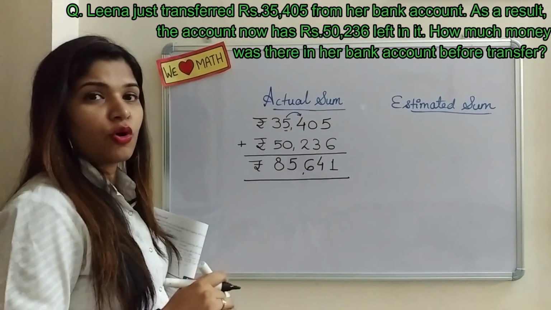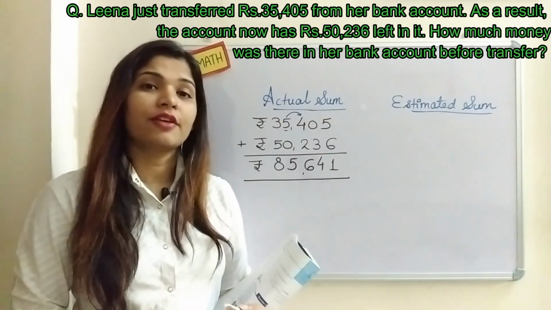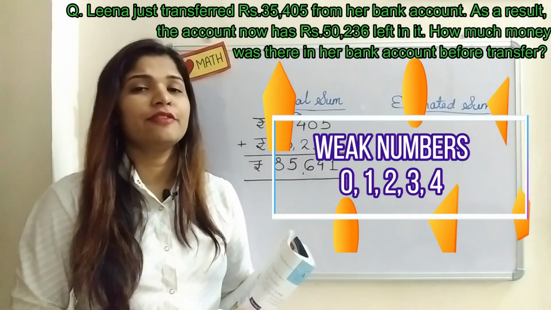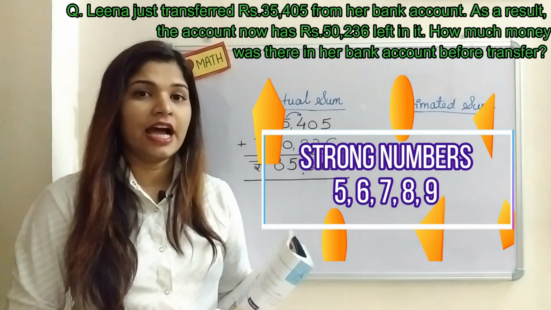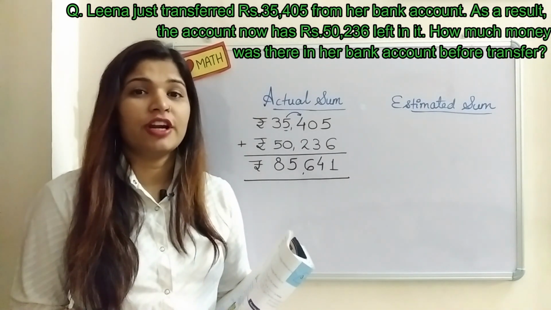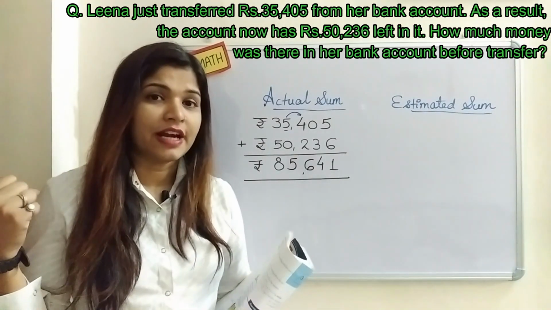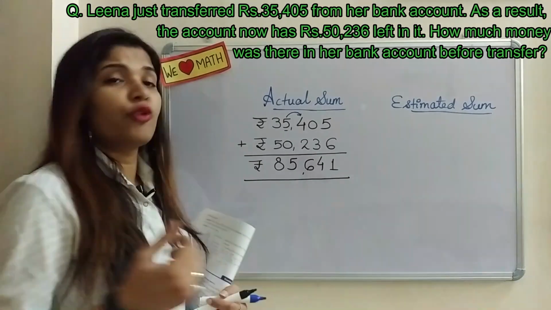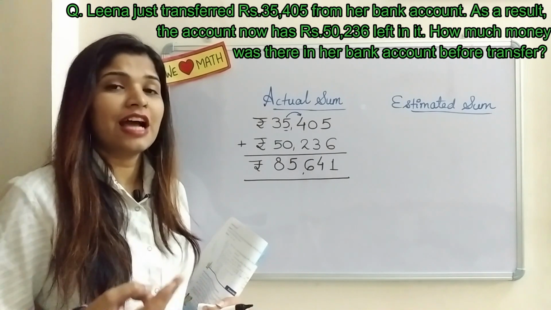And this 4 belongs to weak number category or strong number category. So let us revise quickly what the weak numbers are. Weak numbers are 0, 1, 2, 3, 4, and strong numbers are 5, 6, 7, 8, 9. Weak numbers have less power, so they will not affect anything, and the strong number has very much power and they have the power to shift the number to the next place. See how? For this you can see my previous video also for the rounding off of numbers to the nearest 10, 100 and 1000.